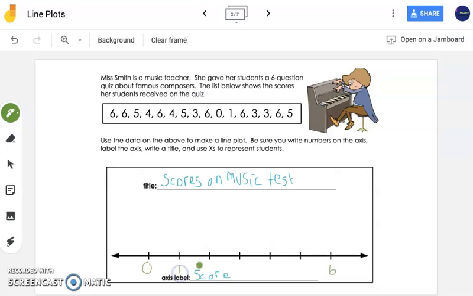0, 1, 2, 3, 4, 5, and 6. And I labeled that the score.